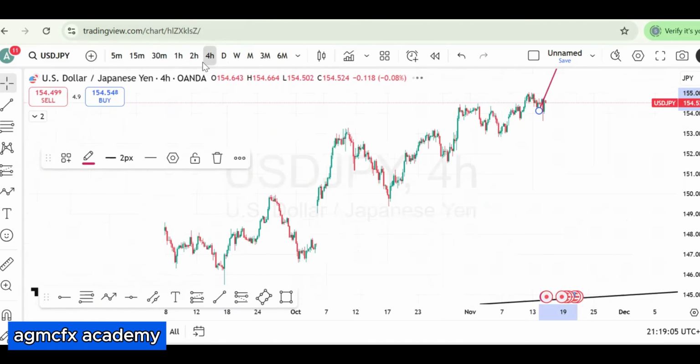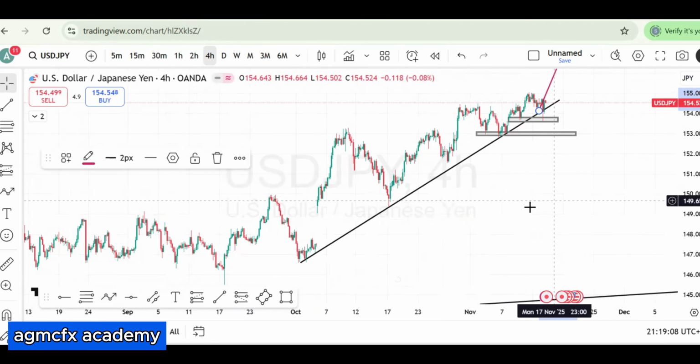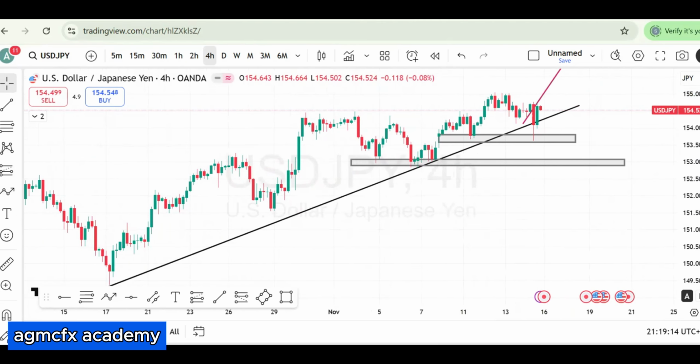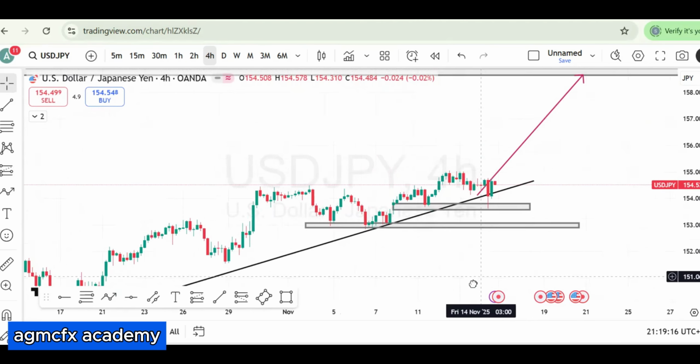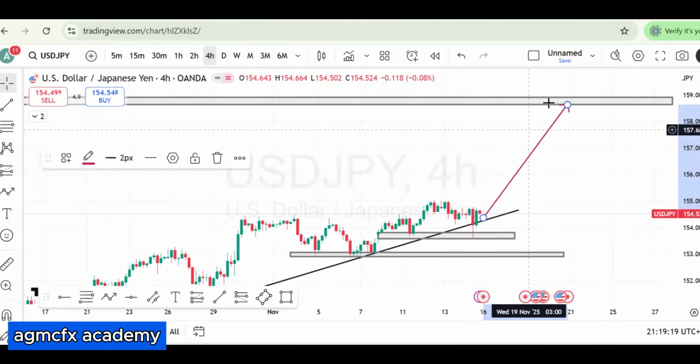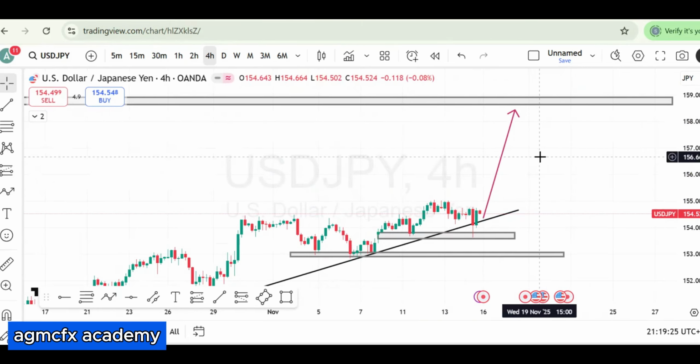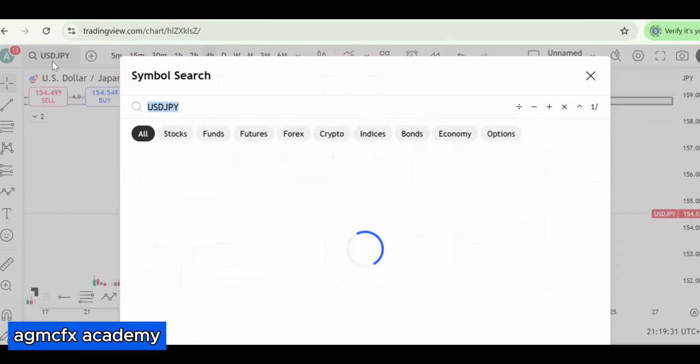So for those of you who want to trade JPY, I think the market is still maintaining an uptrend. Thank you. So let's go to the last one, which is New Zealand USD.